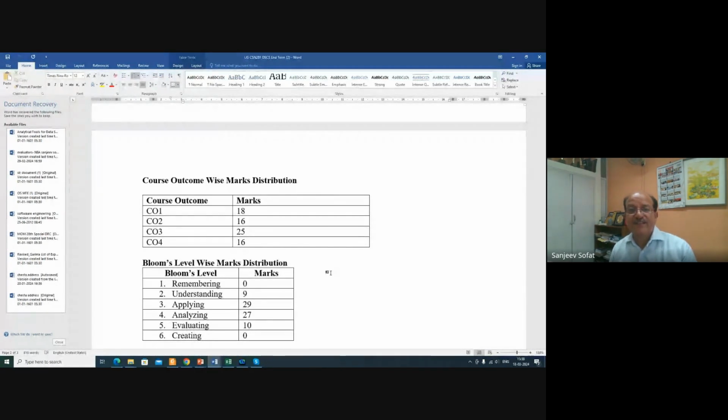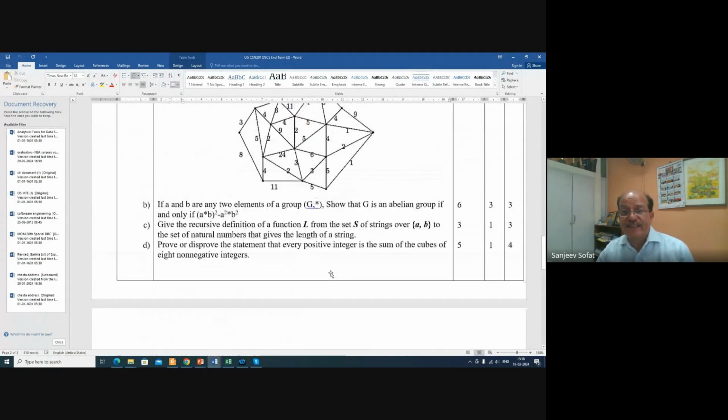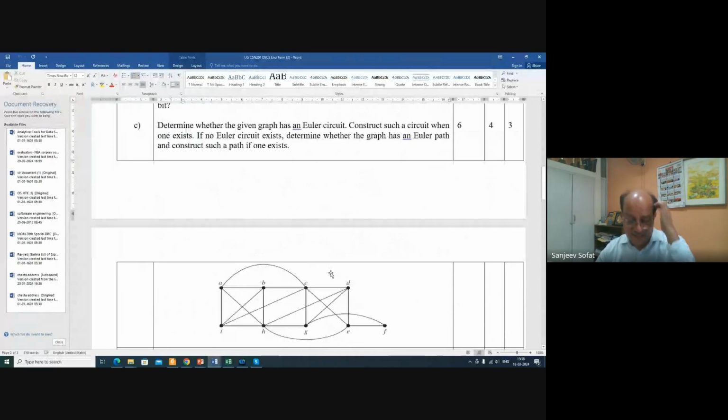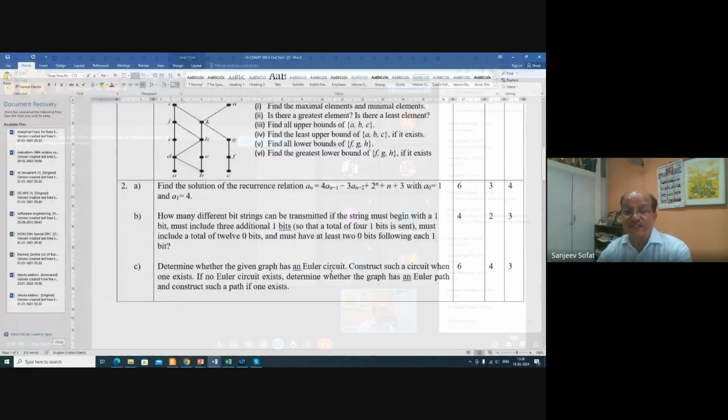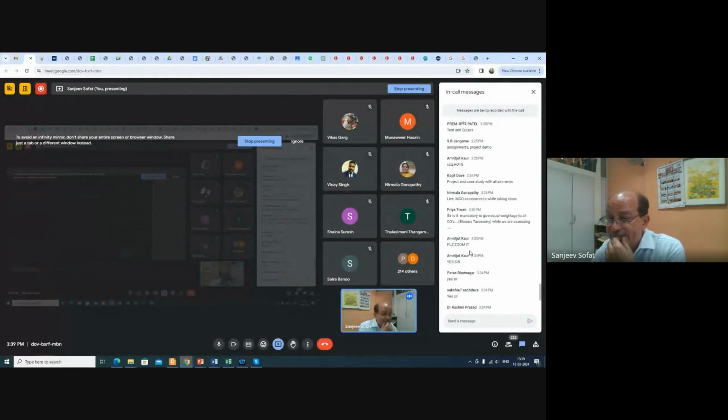So all this is nothing but some aspect of the uses of the Bloom's level in setting the question paper, setting up the curriculum, setting up of the project work. Now, Priya is asking, sir, is it mandatory to give equal weightage to all COs while we are assessing? No, because there may be one CO which has more relevance to the course as compared to the other CO.